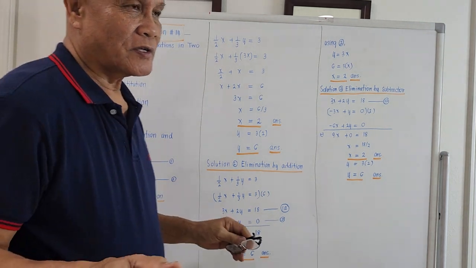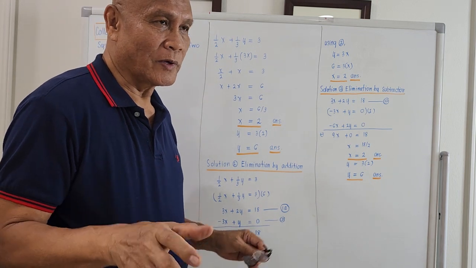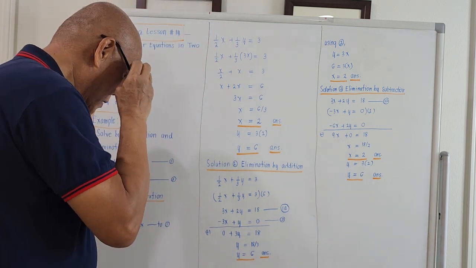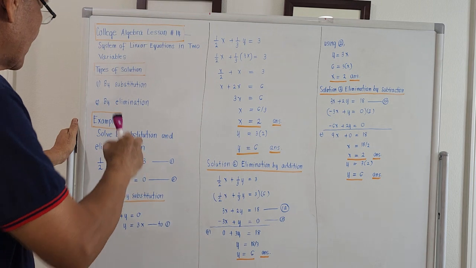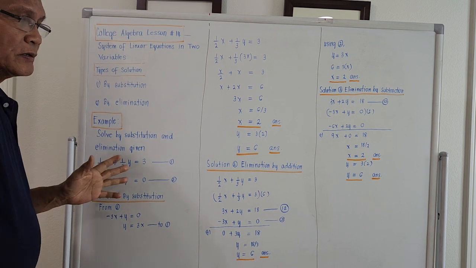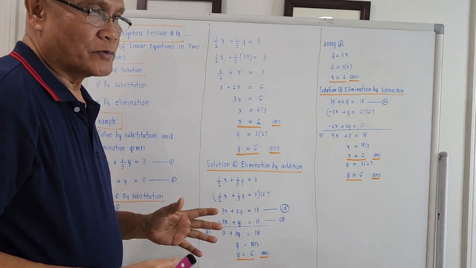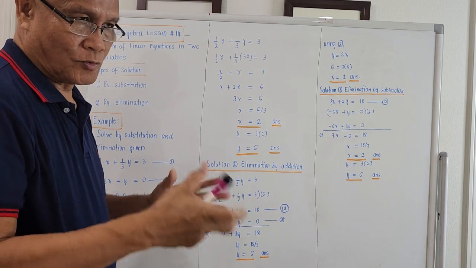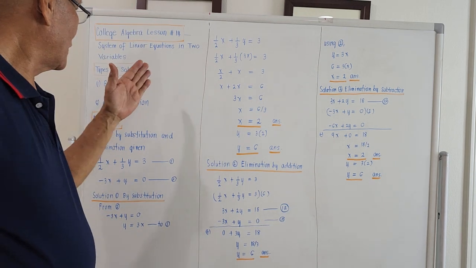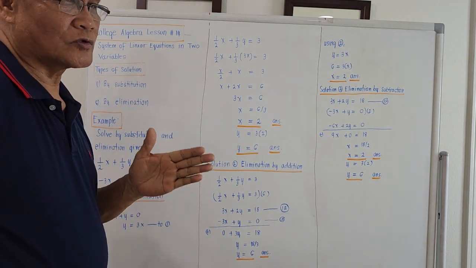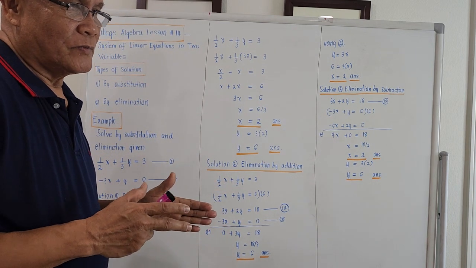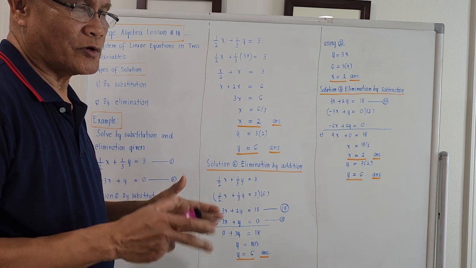The last time around, I discussed the solution of linear equations involving only one variable. But for lesson number 14, College Algebra, system of linear equations in two variables, the given equation now involves two variables. It could be x and y. The most important thing here is how to solve the given equations. That's the main topic: how to solve a system of linear equations in two variables.